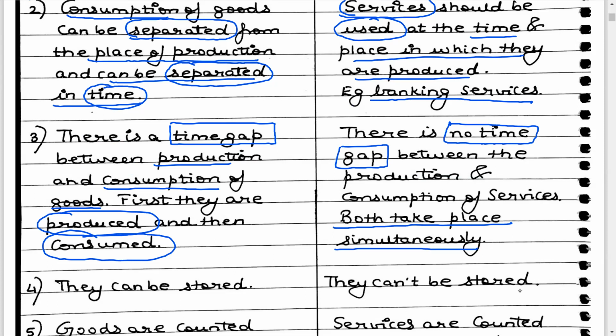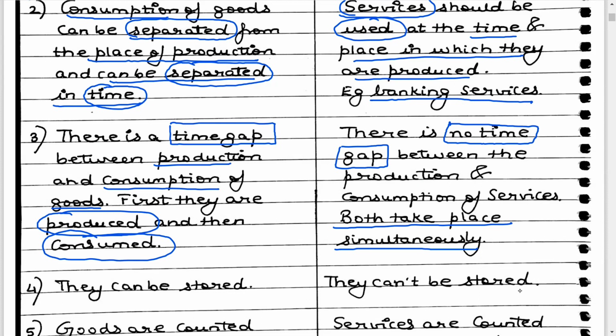So I hope students have understood the third difference. When we talk of goods, usually they are produced at one point of time, but they are consumed later. So there is a time gap. But in the case of services, the point at which a service is produced is the same point at which a service is consumed. There is no time gap between production and consumption of services.